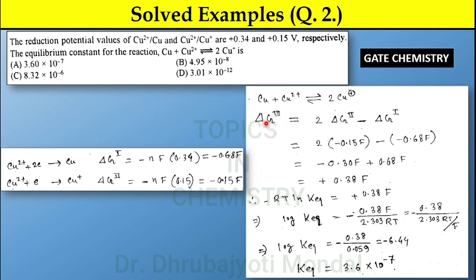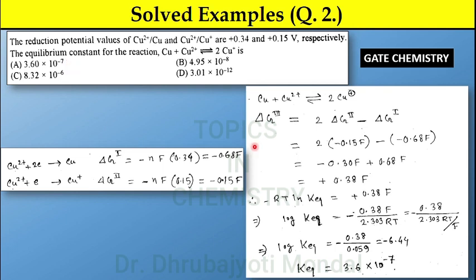Therefore, that is equal to delta G3, and you know that delta G3 means minus RT ln K equilibrium. So minus RT ln K equilibrium is equal to plus 0.38 F. Therefore, log K equilibrium is equal to minus 0.38 F by 2.303 RT. And you know that 2.303 RT by F is equal to 0.059. So you will get log K equilibrium is equal to minus 0.38 by 0.059, that is equal to minus 0.44. Therefore, K equilibrium is equal to 3.6 into 10 to the power minus 7. So option A is the correct answer.